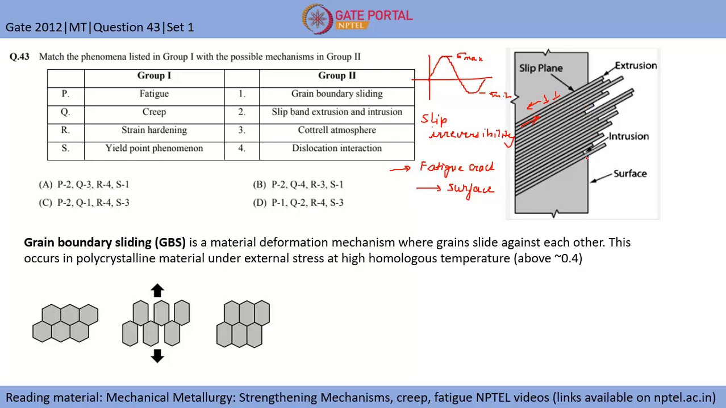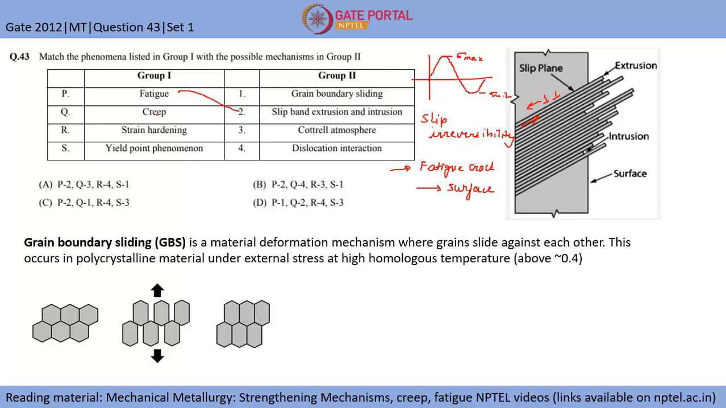If additional notches are created on the surface, it acts as a stress concentration near this notch, and the fatigue crack will initiate after that. So the slip band extrusion and intrusion is related with fatigue. So P is connected to 2.